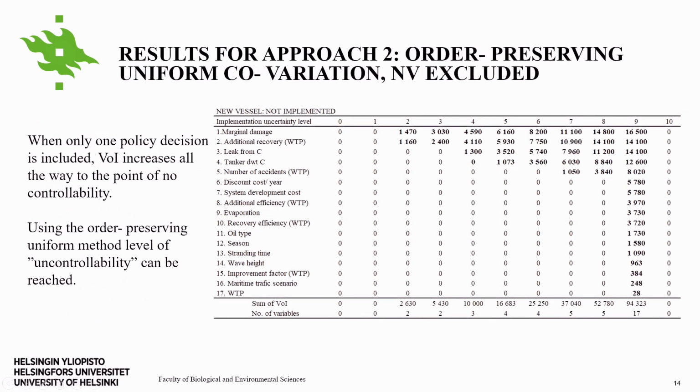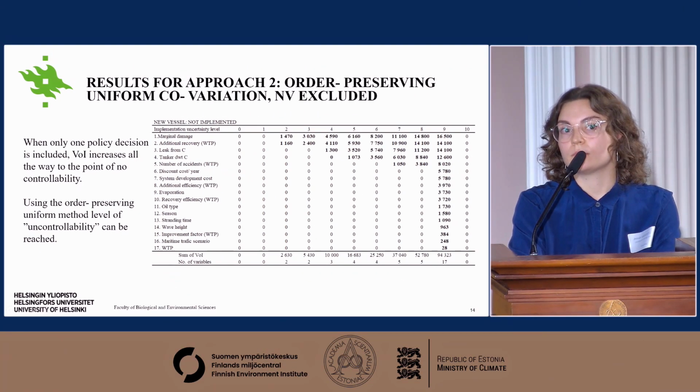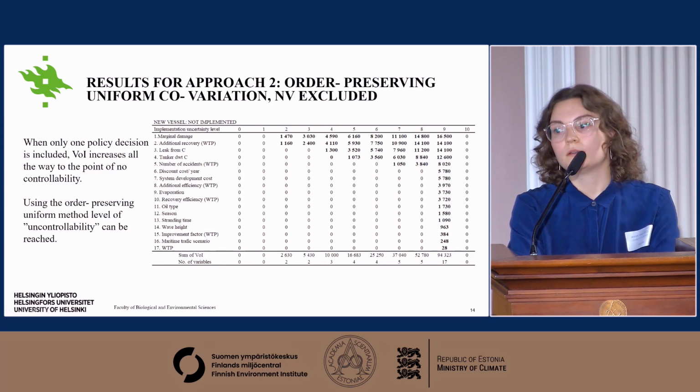And then for the uniform covariation method without the new vessel, we can see that value of information starts to increase at level 2 and increases all the way up to level 9, and then decreases to 0 when we have the uniform distribution. So if we don't have control, we don't really need the information, according to this result.